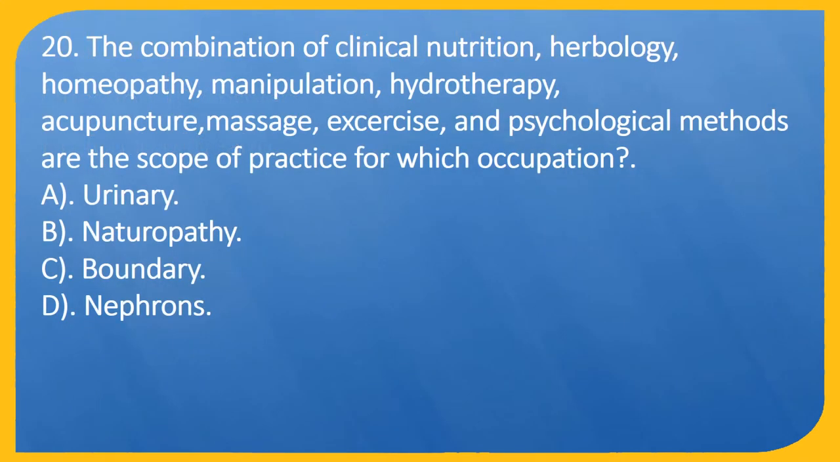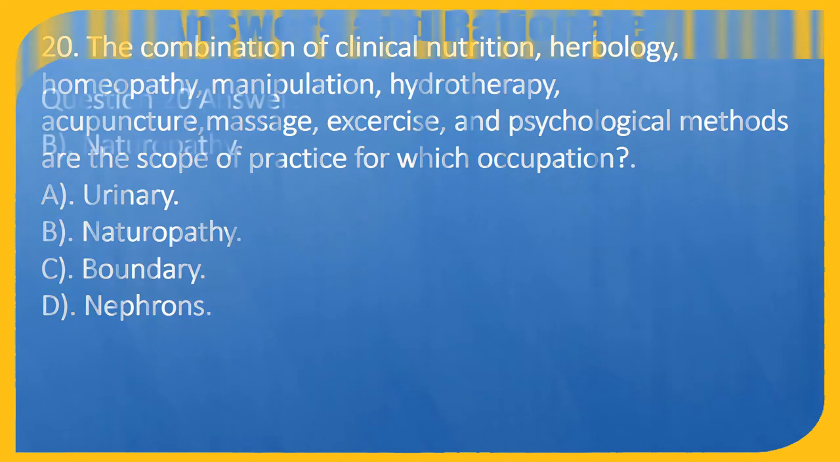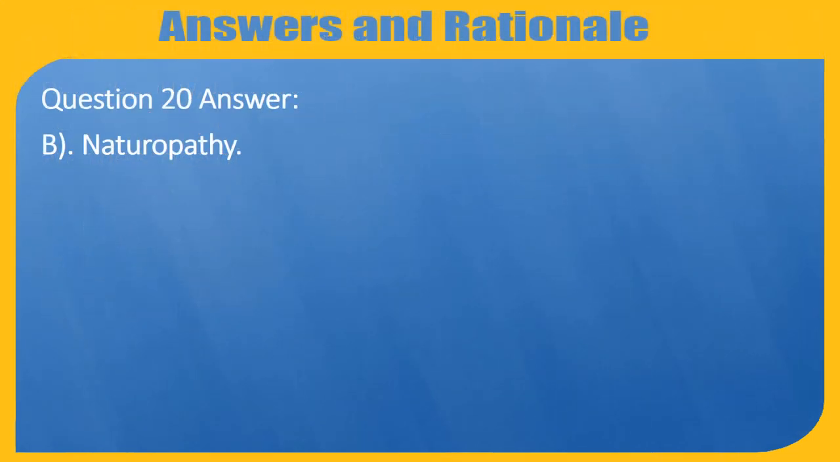Question 20. The combination of clinical nutrition, herbology, homeopathy, manipulation, hydrotherapy, acupuncture, massage, exercise, and psychological methods are the scope of practice for which occupation? A. urinary. B. naturopathy. C. boundary. D. nephrons. Question 20. Answer. B. Naturopathy.